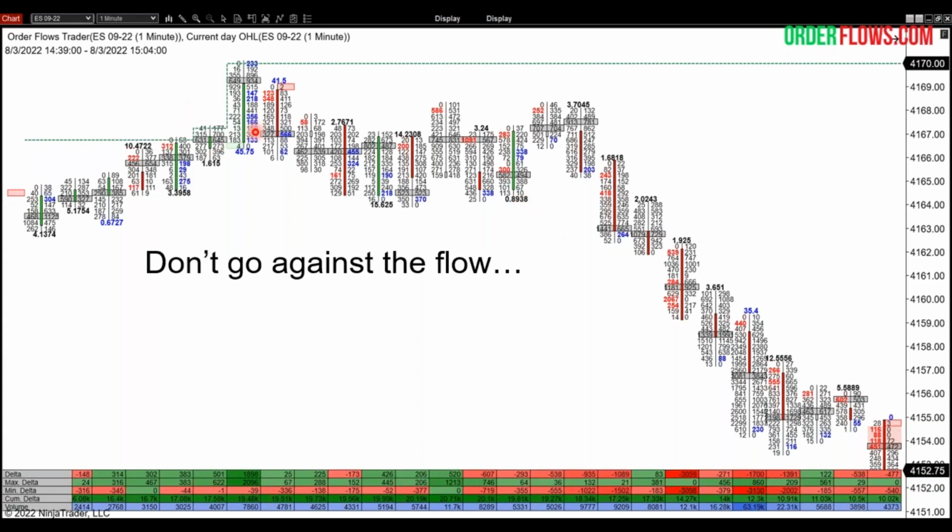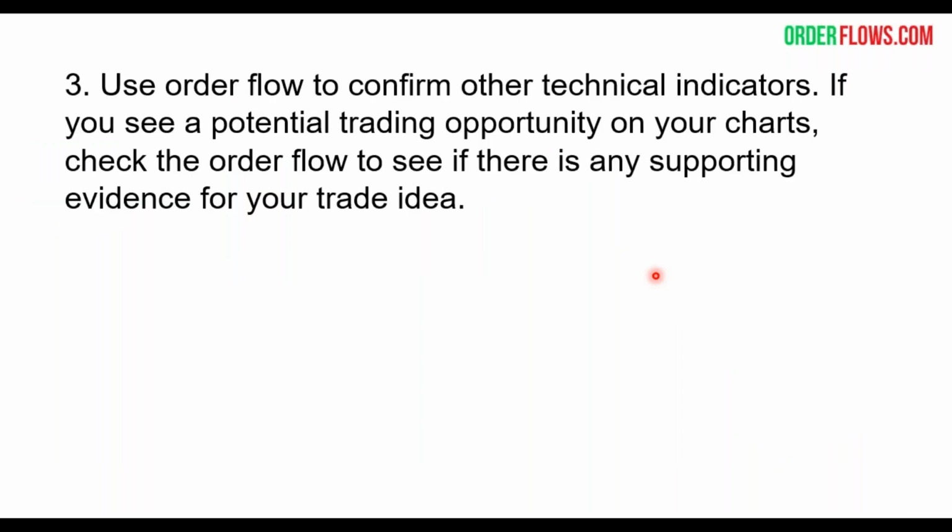We're up here at the high and it's just sort of going sideways. And you're seeing the aggressive selling coming in here, right? All that negative delta, but in the bars, you're seeing the selling imbalances, right? So that's telling you that, you know what, this market is positioned to the short side. Don't go against the flow.